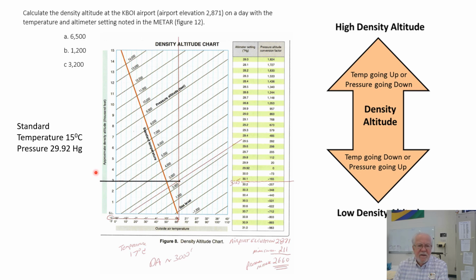We go to the left side, because this chart here is the solution to this, the approximate density altitude, and so we find that, and at least when I did this, I came up with 3,000. That's one of the three choices. We already decided B was probably not right. Could have been A or C. C is the closest. C is the answer.